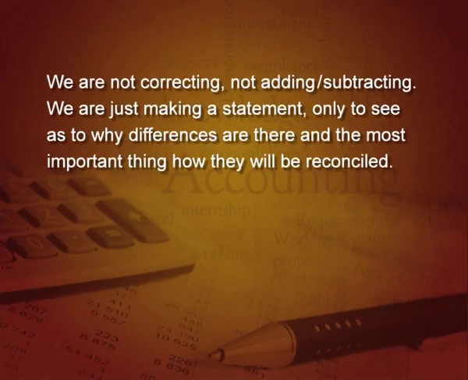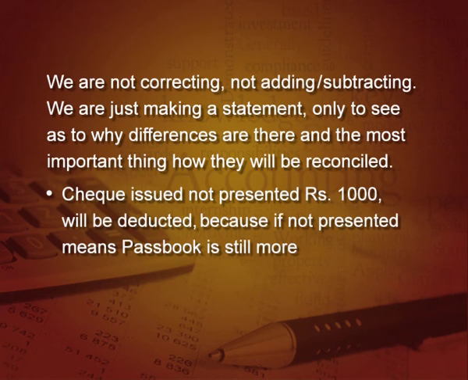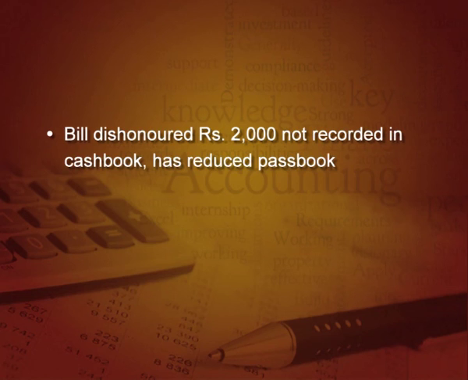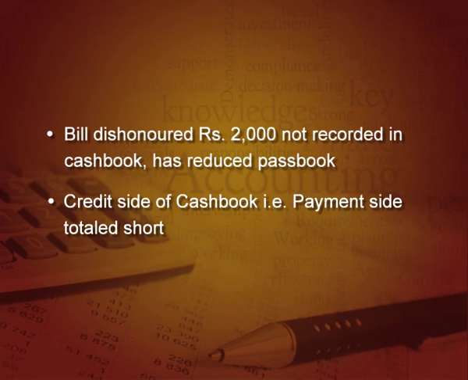Okay? So, coming to the next point, number 4, check issued but not presented 1000. It will be deducted, because if not presented means passbook is still more. So, now we have to deduct. Now, the next one is point number 5, bill dishonored 2000, which is not recorded in the cash book. It has reduced the passbook. So, now add it. Coming to point number 6, credit side of cash book, that is payment side totaled short.